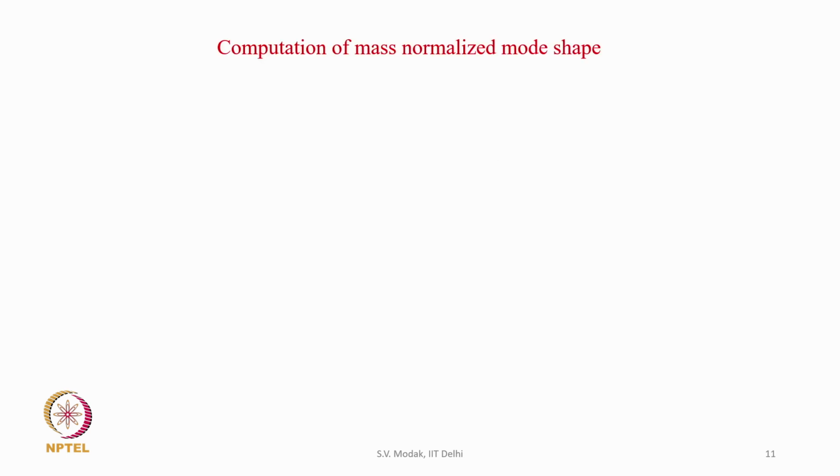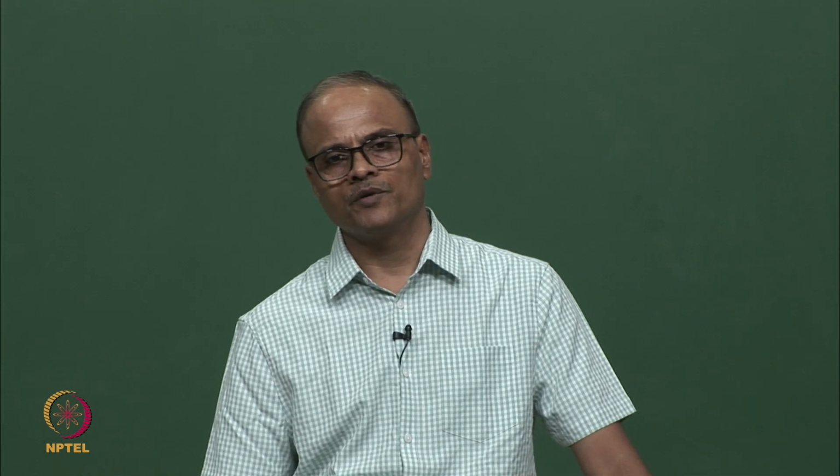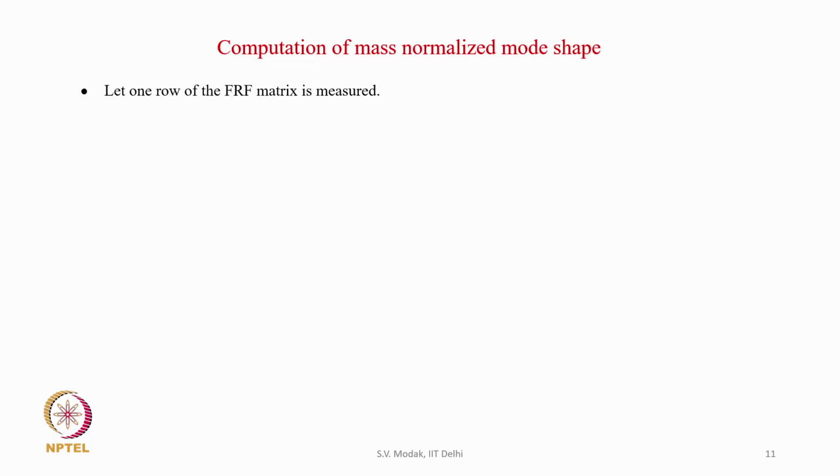Let us now see how we compute the mass normalized mode shapes, and let us say that one row of the FRF matrix is available to us that has been measured. So, what we do is determine the modal constants for the rth mode of all the FRFs.